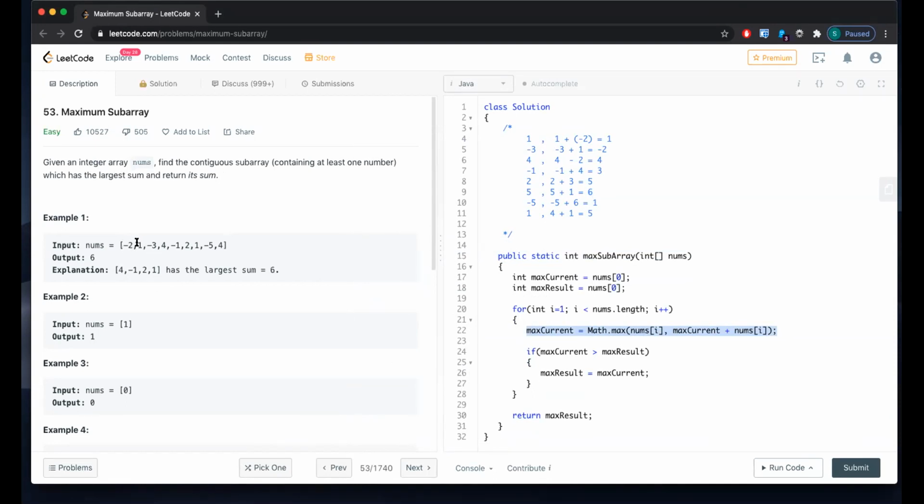And once I find 1 is better, now it's going to compare. It's going to disregard -2. If I take 1 as better, it's the same thing I explained above. That's what this line number 22 is doing.